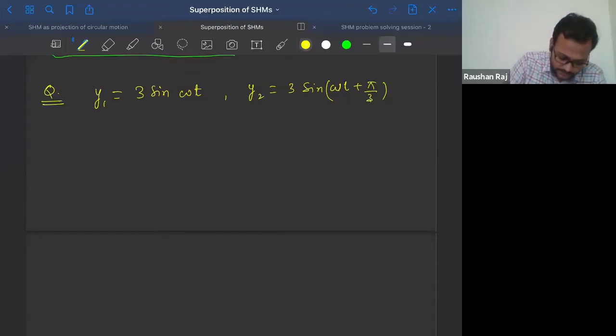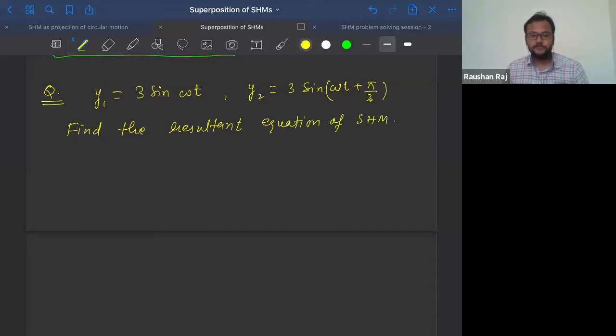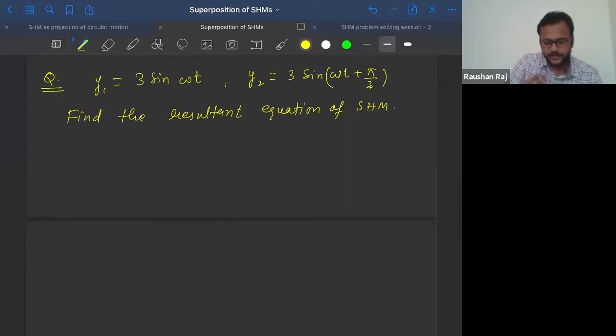Now my question is, find the resultant equation of simple harmonic motion. So you have to find the resultant equation of simple harmonic motion. Try to find it. No, let me find it first. Then I'll give you a question so that you can find. So let me give you an approach first.